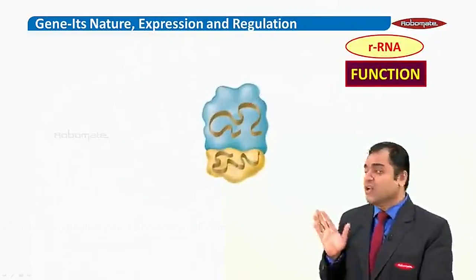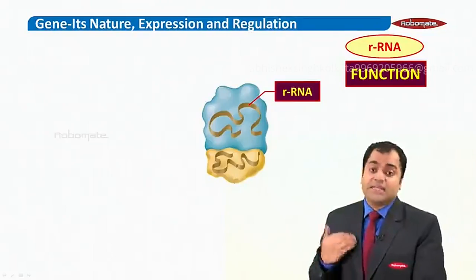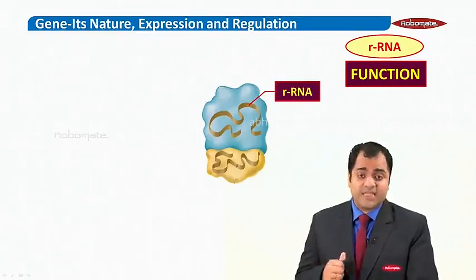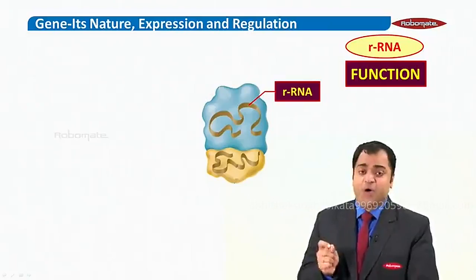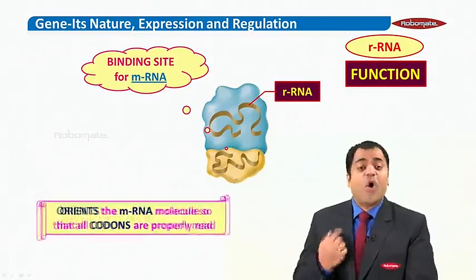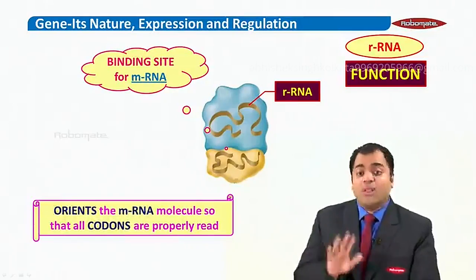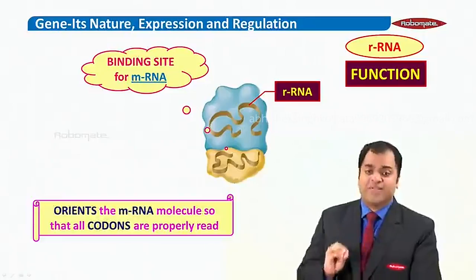Yes? So once again you're looking at this picture. You see the rRNA associated with the ribosome? Yes? rRNA basically forms a binding site for mRNA. Yes? It also orients the mRNA molecule so that all the codons are properly read.